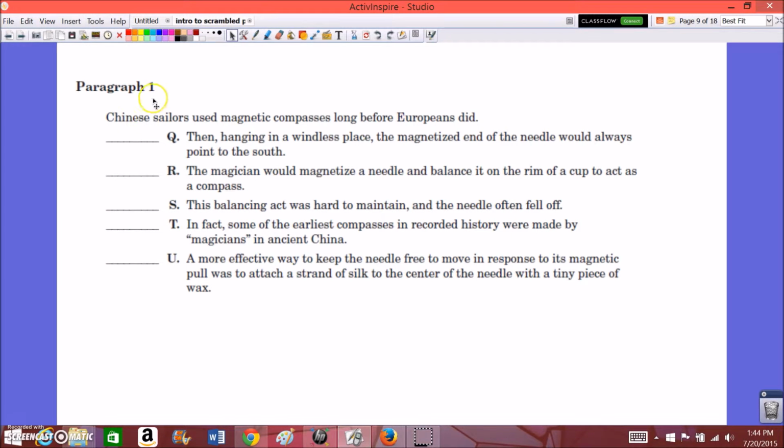What is this about? Chinese sailors used magnetic compasses long before Europeans did. Then, hanging in a windless place, the magnetized end of the needle would always point to the south.